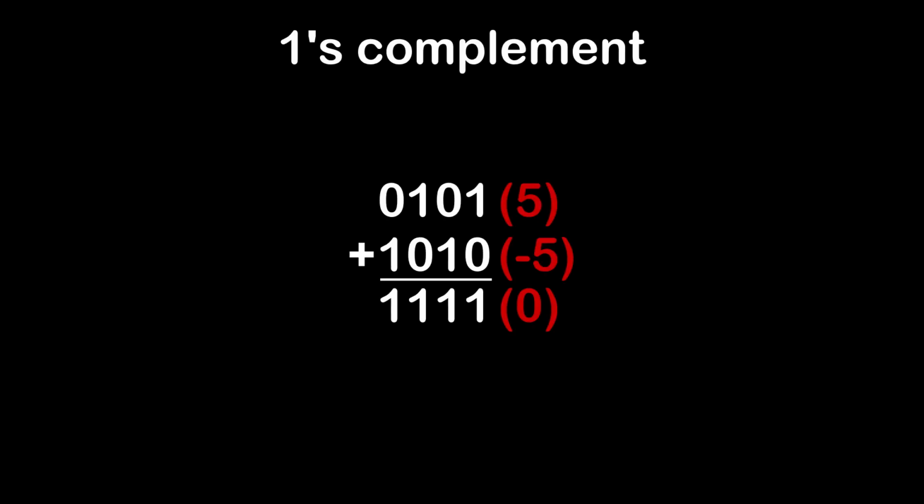When we add opposites using ones complement, we only have the case 1 plus 0 for every column, and the result is 4 ones. As you may suspect, this means that we didn't solve our problem. 0 is represented as 4 zeros or 4 ones.